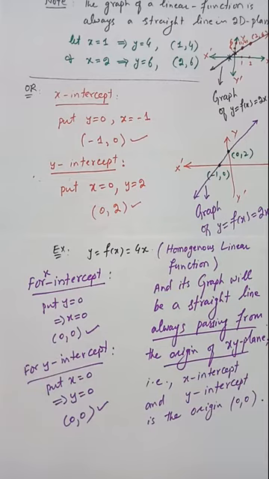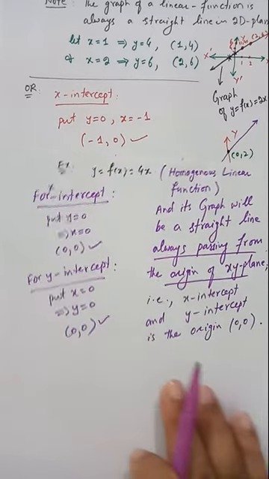So it means that the graph of the linear function which is homogeneous, meaning the value of b in the general form equal to 0, will always be a straight line, and that straight line will always be passing through the origin. Remember this point. This is an important point. How can you plot the graph?